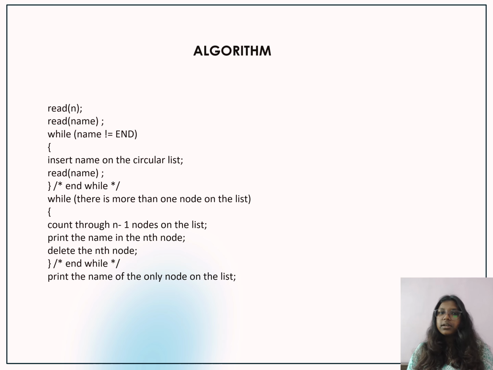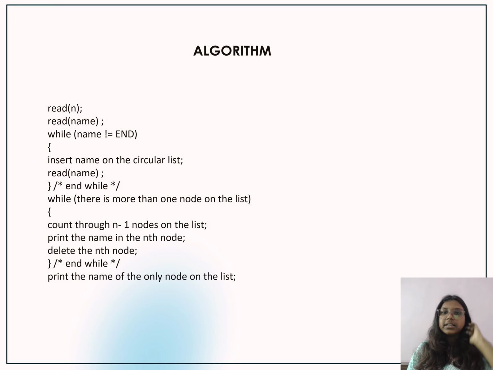Before we jump into the real code, we write a plan called pseudocode. This pseudocode helps us think through the steps clearly without worrying about the syntax. So here's the plan for Josephus. It will first read all the names and put them in a circular list so we can loop around endlessly.